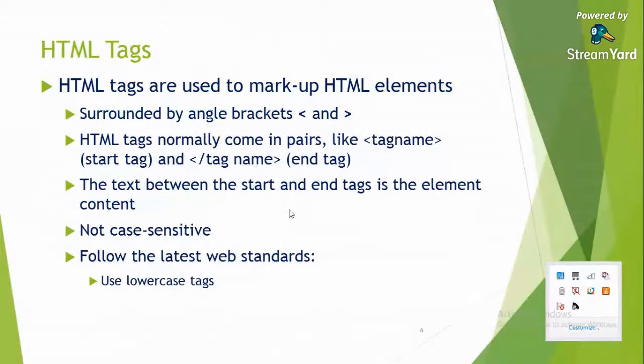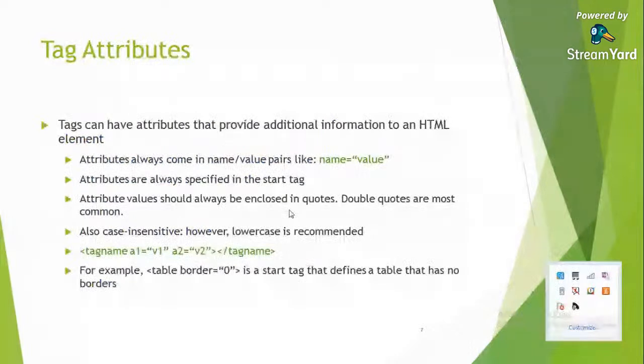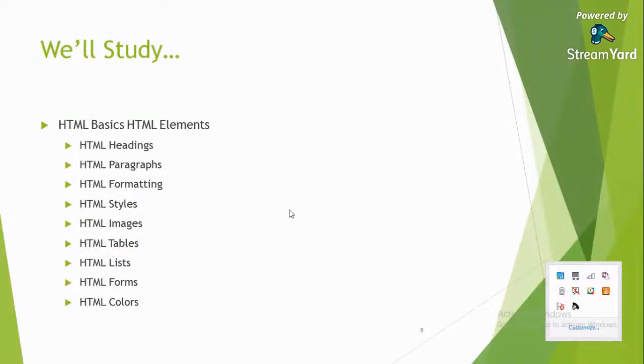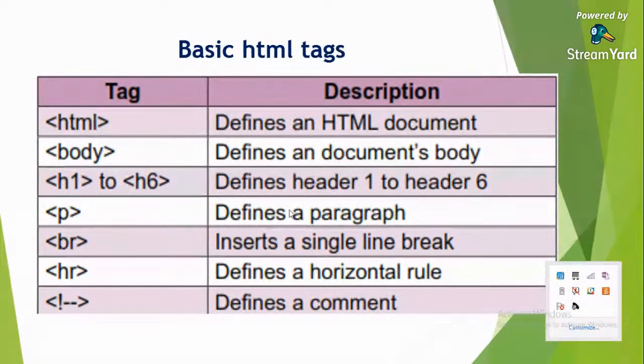Then HTML tags, how we can write the tags. There are two types of tag: container tag and empty tag. Basically the tag with opening as well as closing is called a container tag, and the tag with no closing is called an empty tag. Then tag attributes, so we'll discuss further on tag attributes today. These are the topics.